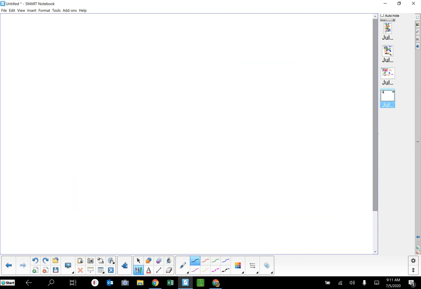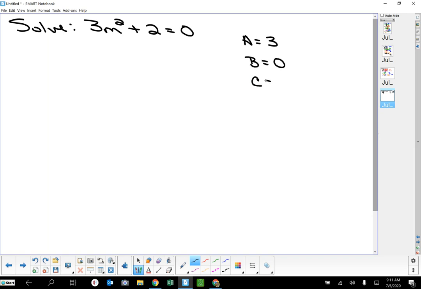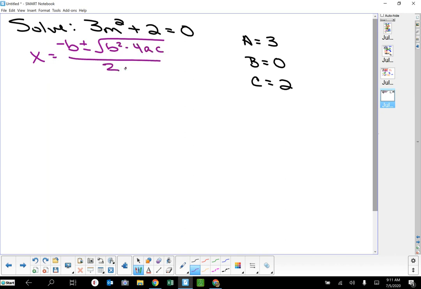This one's pretty quick. I just want you to see what's going to happen if b is 0. So if you solve this guy, it's going to look like 3m squared plus 2 equals 0. Well, here our a is 3. Our b is missing, so it's 0. And our c is 2. So we take our quadratic equation, x equals negative b plus or minus the square root, b squared minus 4ac all over 2a. And let's plug stuff in.